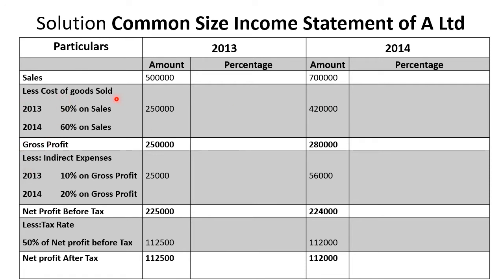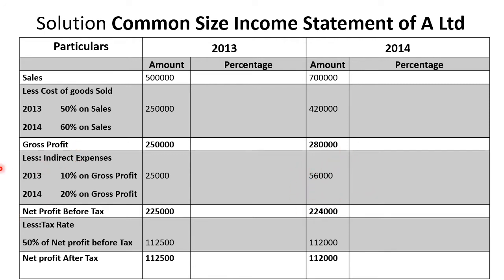If we deduct this cost of goods sold from sales, you get gross profit. So the gross profit for 2013 it will be 2,50,000, and for 2014 it will be 2,80,000. Next, less indirect expenses. 10% of gross profit for 2013 it comes to 25,000, and 20% of gross profit for 2014 it comes to 56,000, this amount.